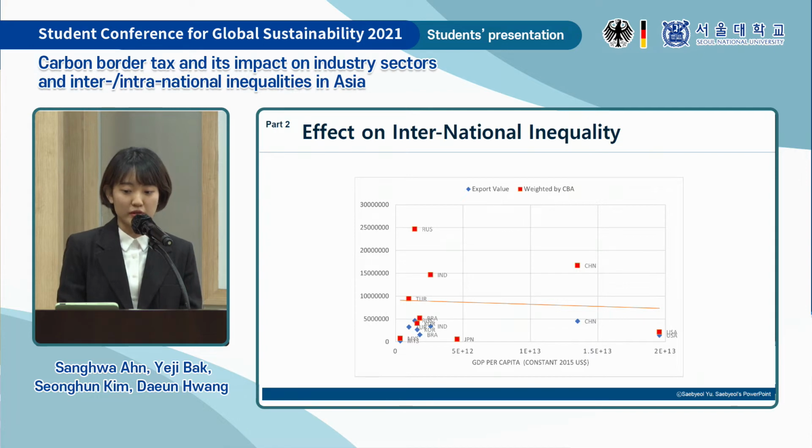To see the international inequality, we drew this graph. The x-axis is the GDP per capita, and the y-axis is the export value. We can see a negative trend line between the GDP per capita and the exported value weighted by CBAM. So it means that CBAM can increase international inequality.